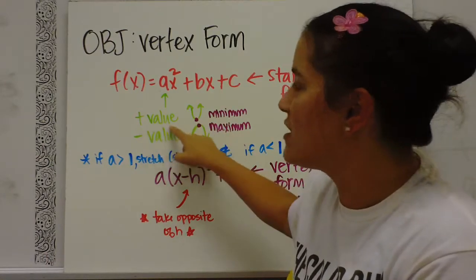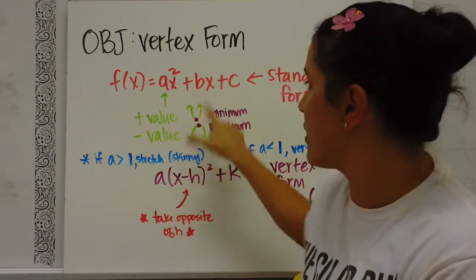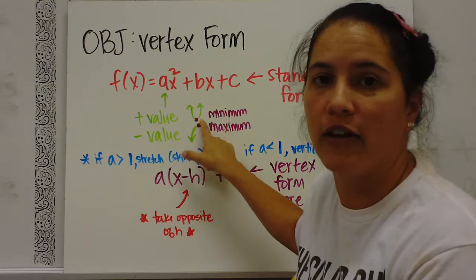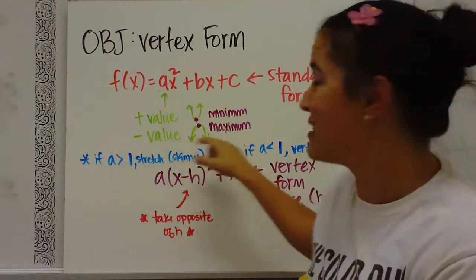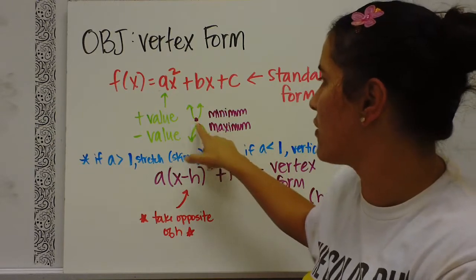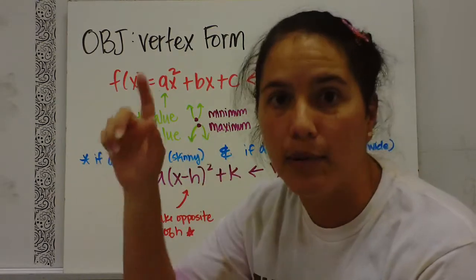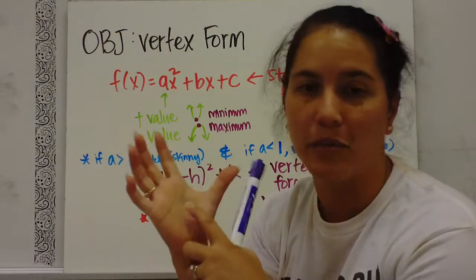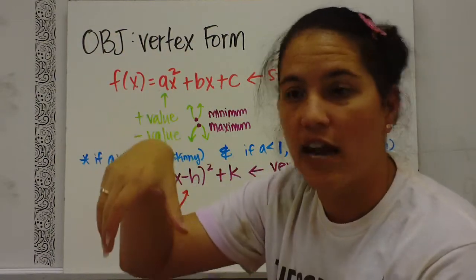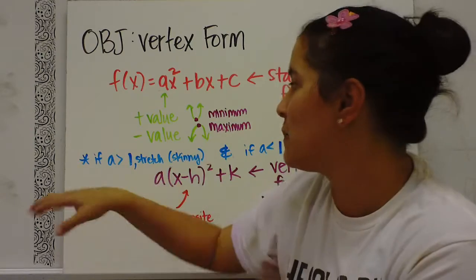So if it's a positive value and the graph is going up, that means you have a minimum value. If the a is negative and it's going down, that means you're going to have a maximum value, depending on which way your parabola is going. If the direction is upward, you're going to have a minimum value. If the parabola is down, you're going to have a maximum value.